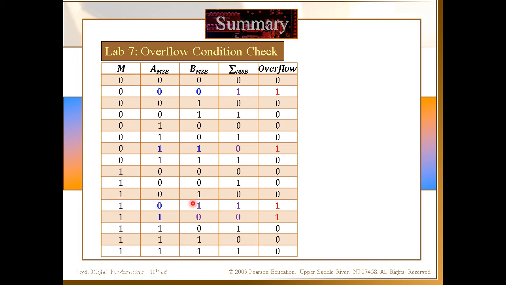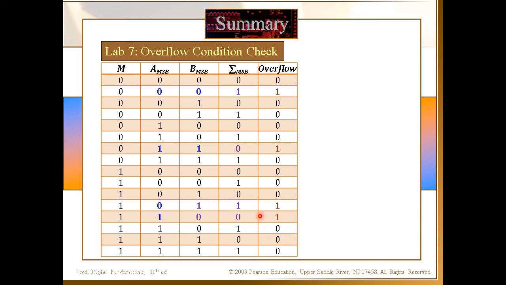A MSB and B MSB are different, but the B MSB and summation MSB are the same. Overflow, and this is the last one. A MSB and B MSB are different, but the B MSB and summation MSB are the same. Overflow. So out of these 16 combinations, can you tell why I have 16 combinations?